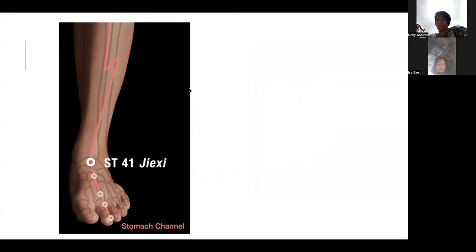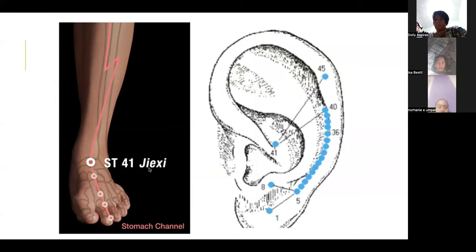Okay, then we have stomach 41. Stomach 41 ba yan? Yeah, stomach 41. On the ear, it is located.